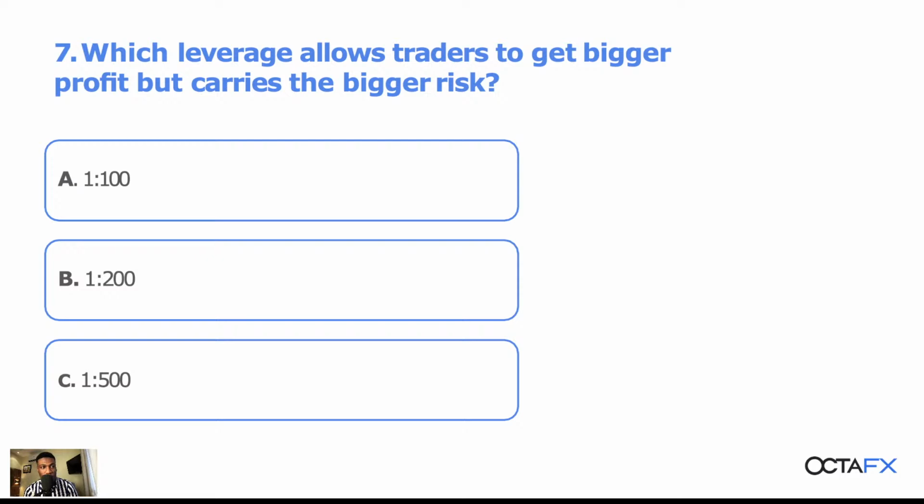A, 1 to 100. B, 1 to 200. And C, 1 to 500. Which leverage allows traders to get bigger profit but carries the bigger risk? A, 1 ratio 100, B, 1 ratio 200, and C, 1 ratio 500.